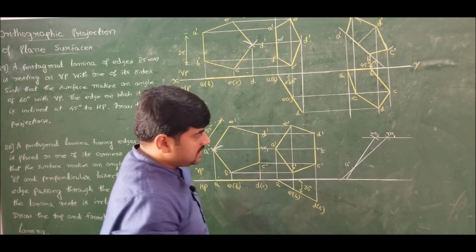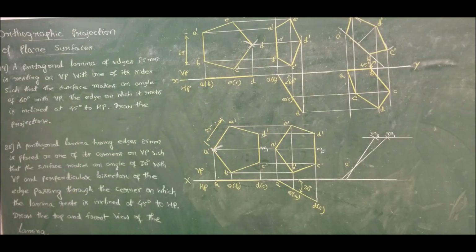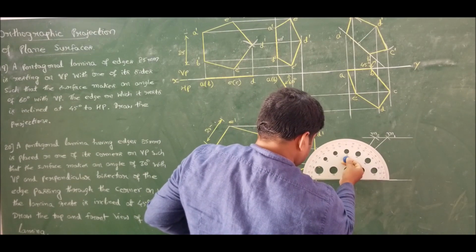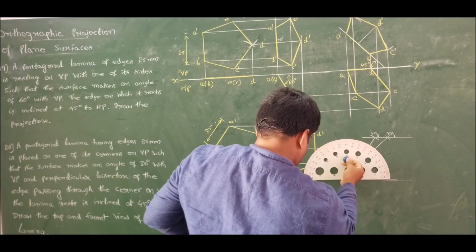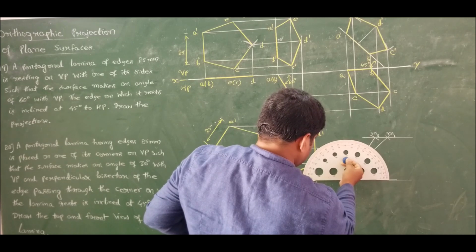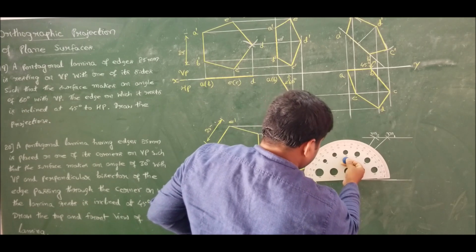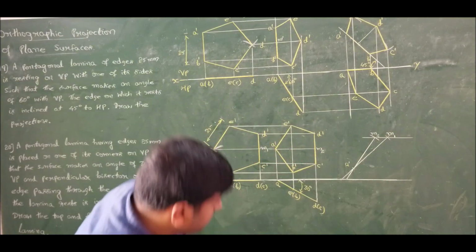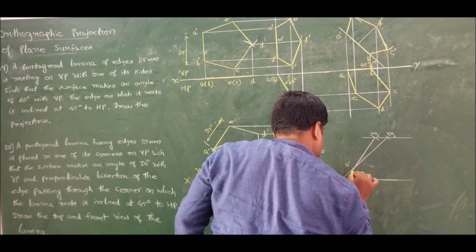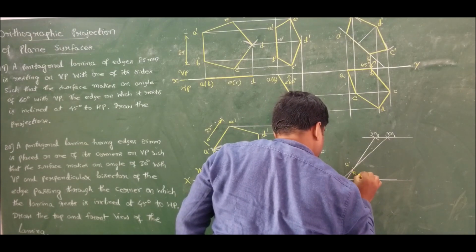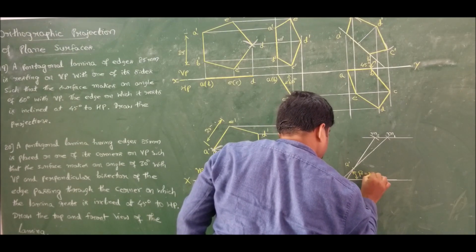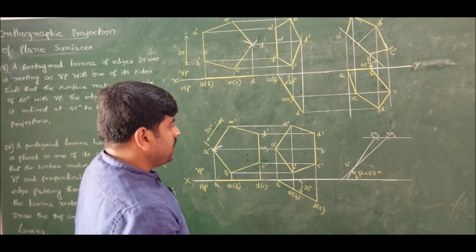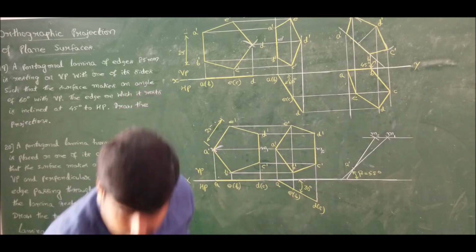Now you measure how much is beta. So measure the beta angle. If I measure, I am getting beta angle as 55 degrees. So for me, beta is equal to 55 degrees. Now complete the drawing.